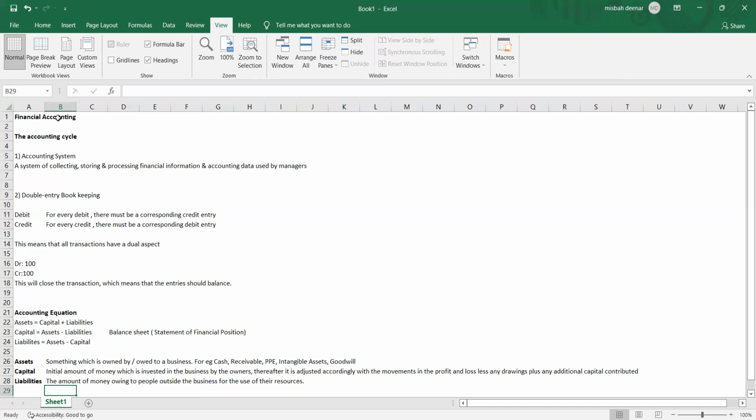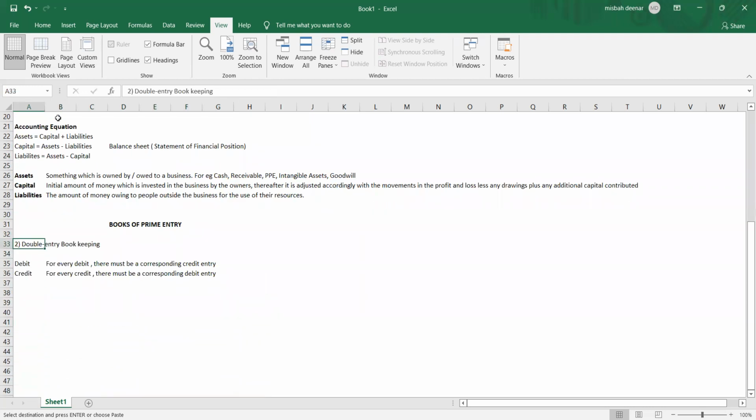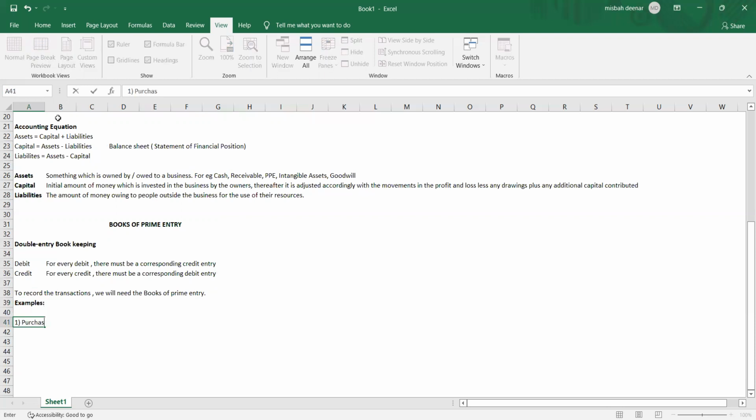Moving on, let's describe the functions of the books of prime entry. We can make this our heading, books of prime entry. We learned that there is a double entry bookkeeping system. In order to record the transactions, we will need the books of prime entry. Examples such as the purchases journal.